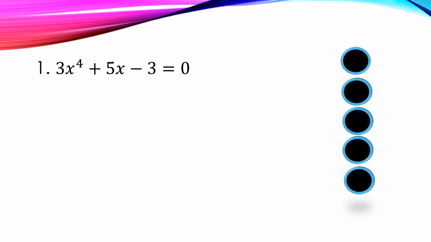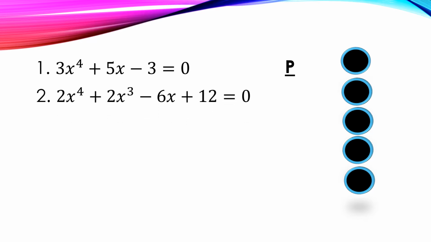Okay, the correct answer is polynomial equation. Okay, very good. Next, number 2. 2x raised to 4 plus 2x cubed minus 6x plus 12 equals 0. Is it a polynomial equation or not? Your timer starts now. Okay, time's up. The correct answer is polynomial equation.